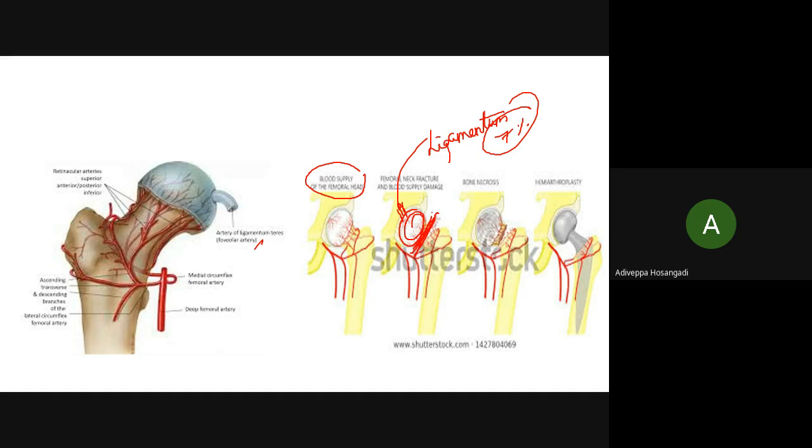It is like an irrigation canal. The main lines are cut, the small irrigation is remaining. It is not sufficient for the blood supply of the femoral head. Okay, we'll go to the next slide.